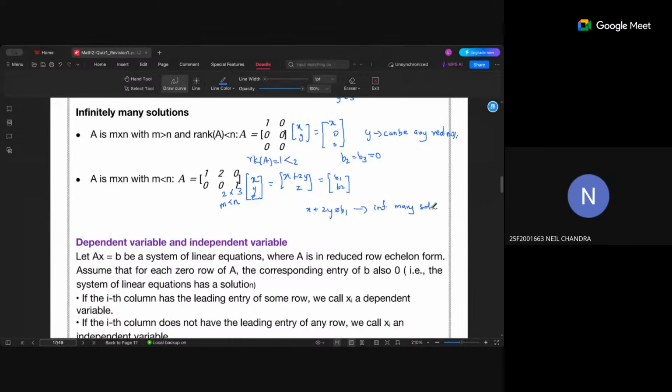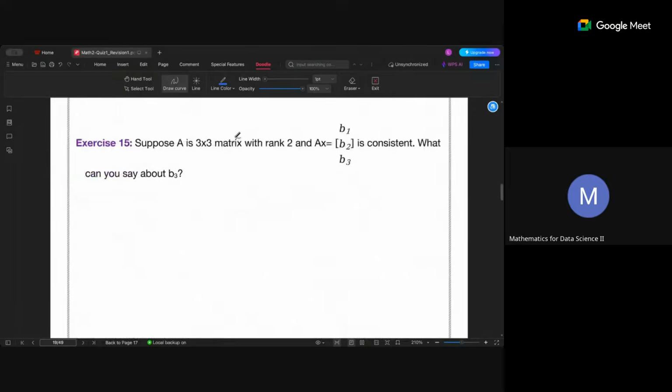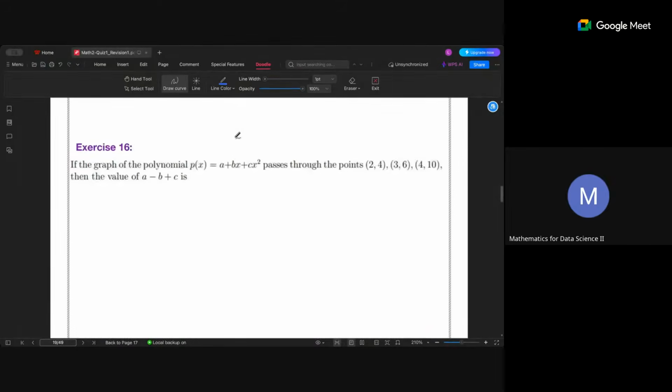Excuse me, ma'am, just to confirm one thing. In the above point, A is m cross n with m greater than n and rank of A less than n. Is it no solution or infinite solution? You are explaining something. Okay, let me summarize everything we have discussed regarding this.